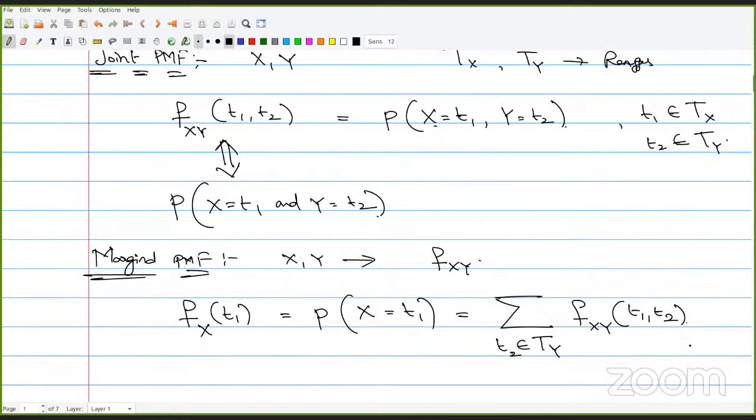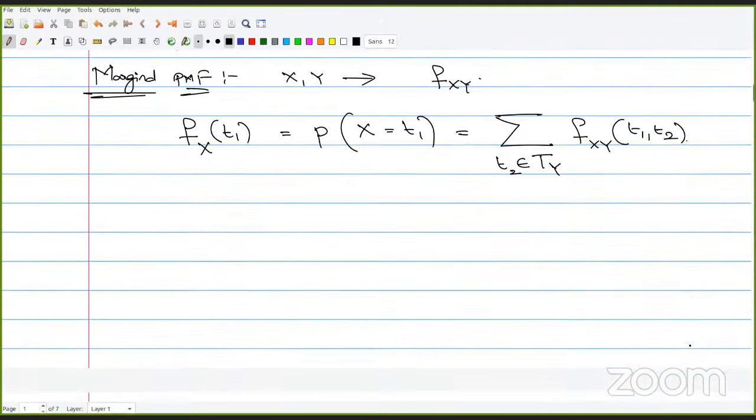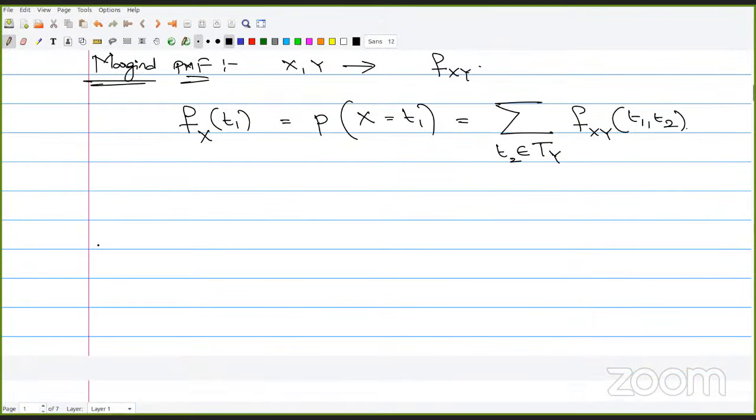Okay, I guess you people know all these things. And conditional is just like when a condition is given. Okay, so we have X and Y jointly distributed with joint PMF f_XY.